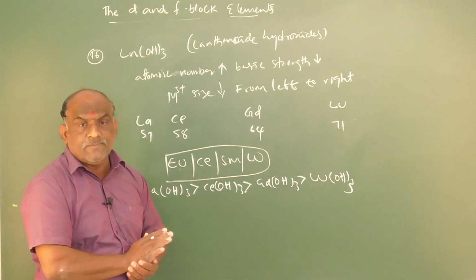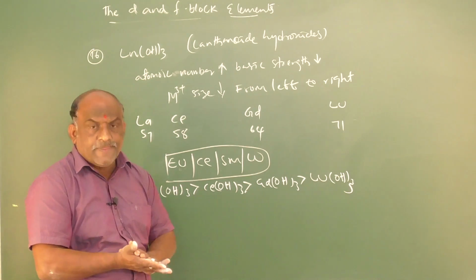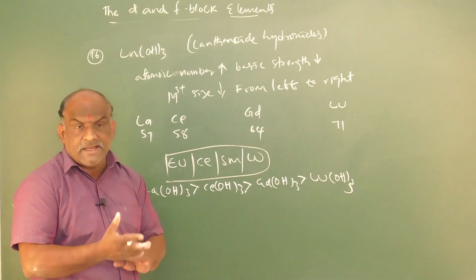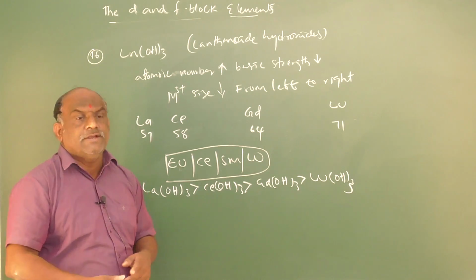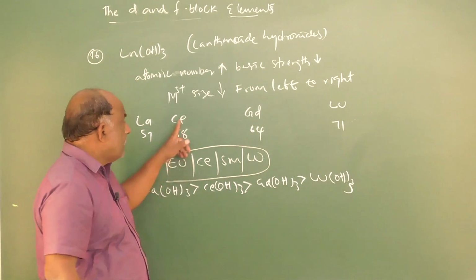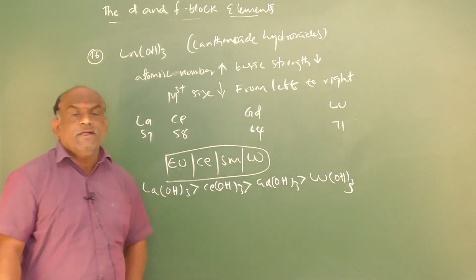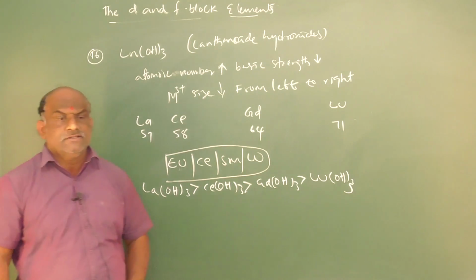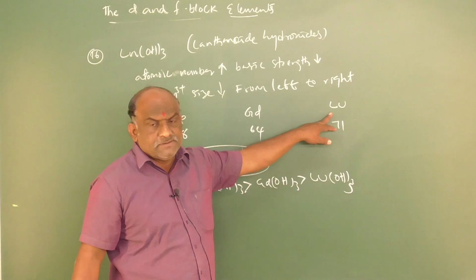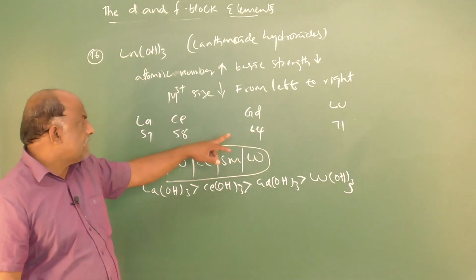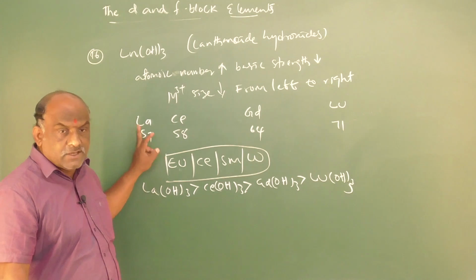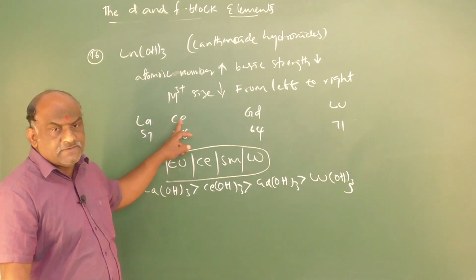So for lanthanide hydroxides, the basic strength decreases from left to right, because the M3+ cation size decreases, and due to that the basic strength decreases. So remember, out of the 4 examples, cerium hydroxide is a strong base and lutetium hydroxide is a weak base. Cerium is adjacent to lanthanum. Lanthanum hydroxide is a strong base, and after lanthanum the next one is cerium.